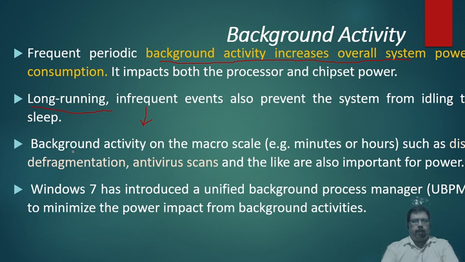Now, background activities on the macro scale such as disk defragmentation and antivirus scan are also important for power saving. Disk defragmentation we have already discussed. Sometimes regular antivirus scanning is done, so that will keep our processor active. So we should make sure that as many background activities as possible are stopped. Background processes are those which will be running or in use without any need. Such background activities should be closed.